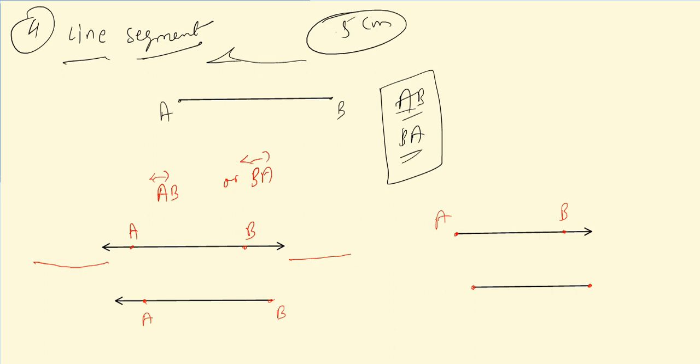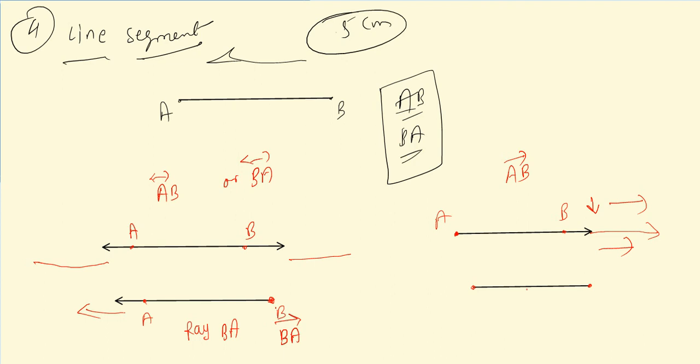Then next is one fixed point and one arrow in this direction. So if you are having one fixed point and one arrow, you can produce this line further, you can extend this line further like this. So this is your ray, so you will write this as ray AB. Then this is also one fixed point and one arrow in this direction, so you can write this as ray BA.